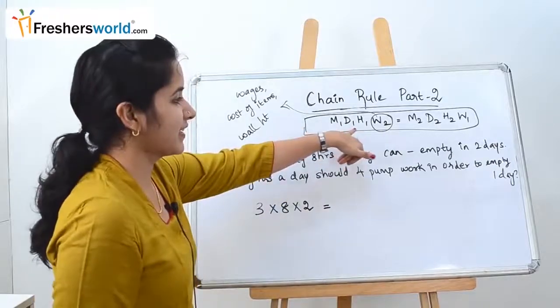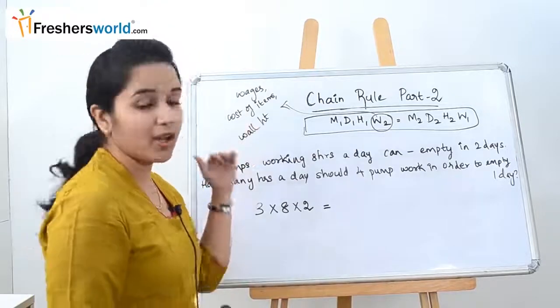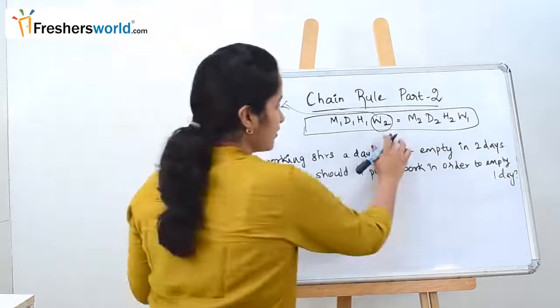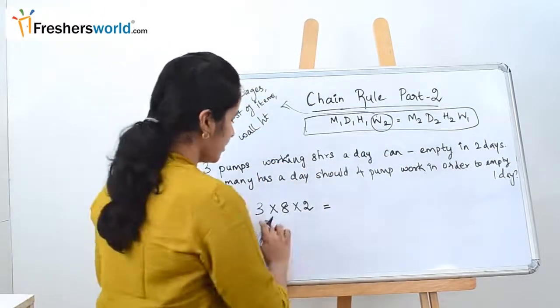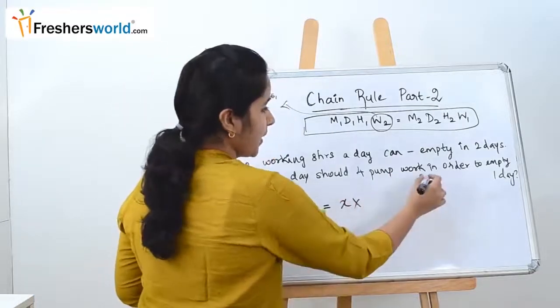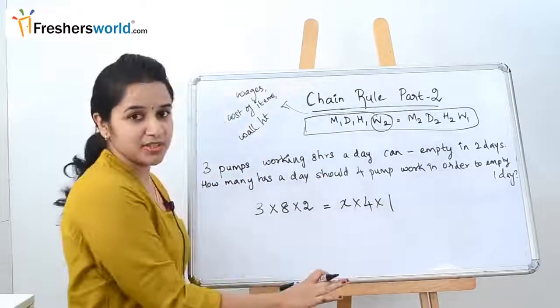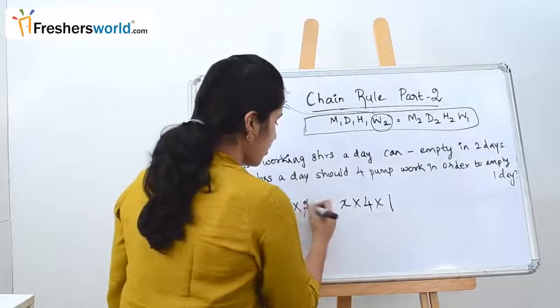Because it is direct. They are not talking about the wages or cost of the items or the wall height or something like that. Only when you find these kinds of terms, you are going to use this formula. Rest, you are going to use in a similar direct proportion. So 3 into 8 into 2, how many hours a day? We don't know. 4 pumps can work in order to empty in 1 day. So we directly use it here. We don't use a formula here. We directly use it. So we'll just solve it here.